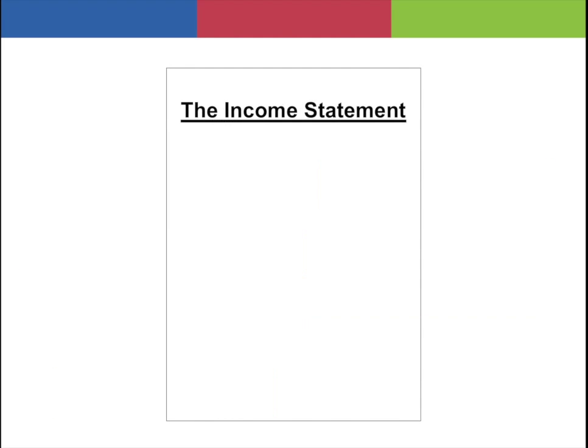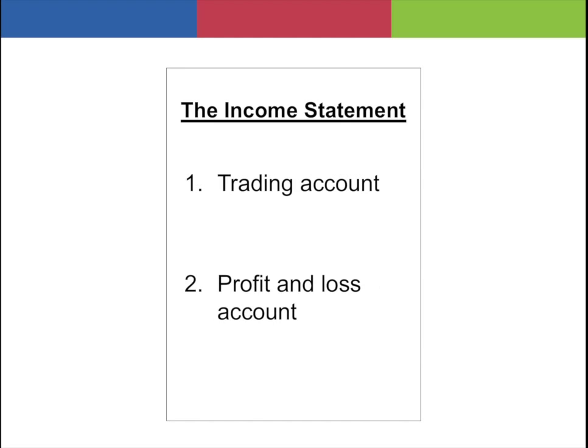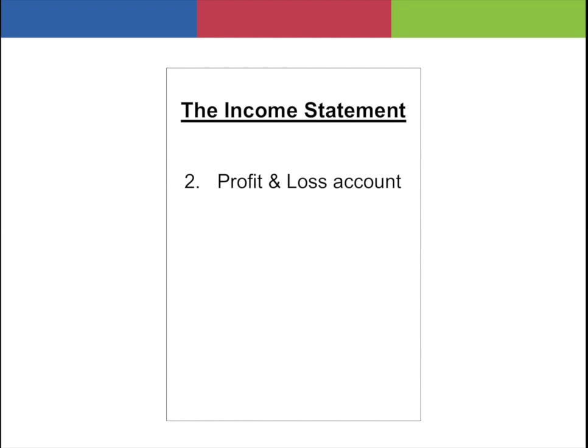The income statement can be broken down simply into two main sections, and they are the trading account and the profit and loss accounts. In this video we will look at the second part, which is the profit and loss account section. If you missed the first part of the income statement where we looked at the trading account section, the link is in the description below.